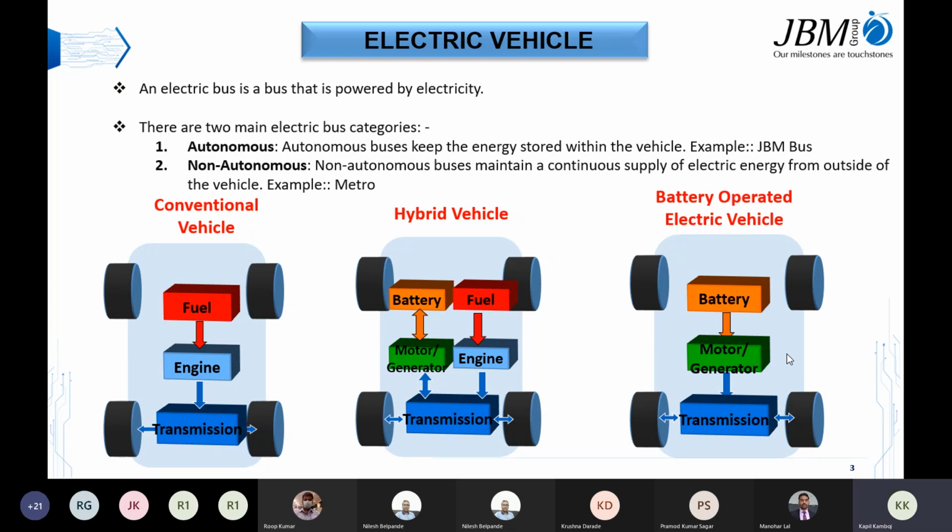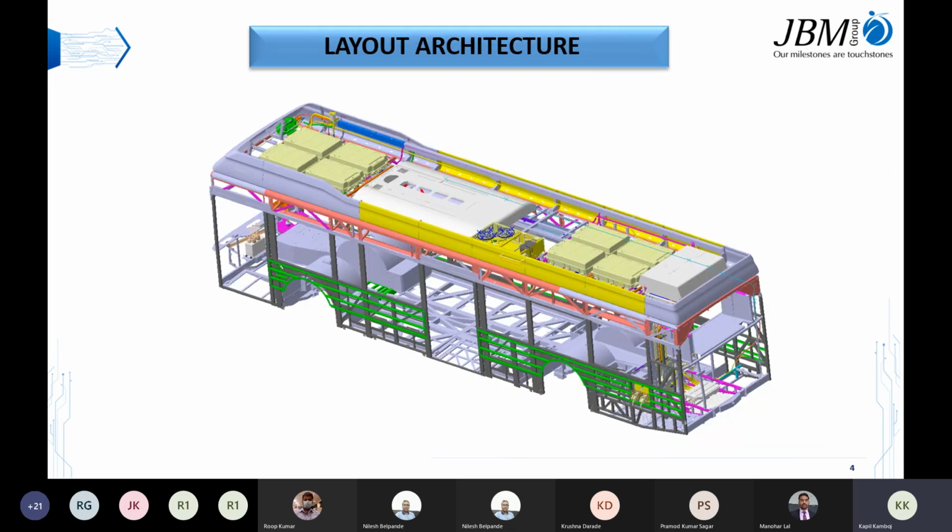And moving forward, the battery operated electric vehicle, which we will discuss in detail in a further PPT. So let's start with the basic layout architecture with respect to CAD. All engineers here have seen our 12-meter electric bus. I have taken the example of our first 12-meter prototype, an MMT bus, and for that we have prepared this CAD layout.